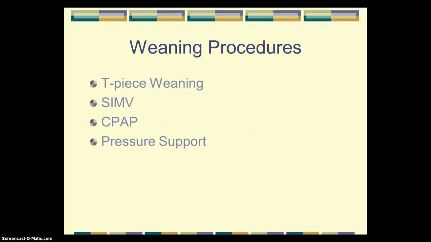The last slide will deal with just general weaning procedures. I have noted there T-piece weaning, and then of course there is SIMV, synchronized intermittent mandatory ventilation, where the patient can set his own rate, along with, of course, the ventilator rate. CPAP, where the patient sets his own tidal volume and rate, and then, of course, pressure support, which helps to decrease the patient's work of breathing. Pressure support is a mode by itself or can be used in conjunction with other modes of ventilation.